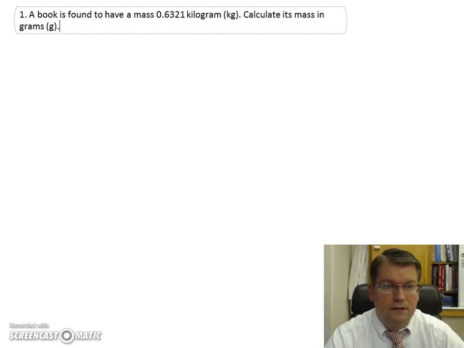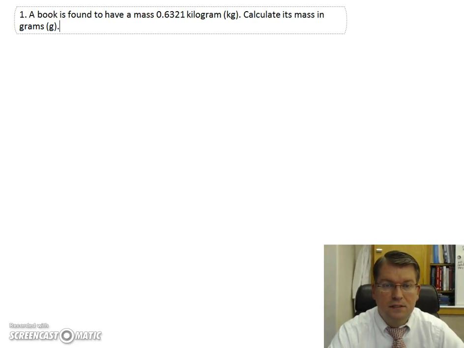Alright, today we're going to work on some dimensional analysis problems. This is from the assignment CP Chem Dimensional Analysis. I'm going to show you how to do a few of these problems, and you can use this to help you in your homework.